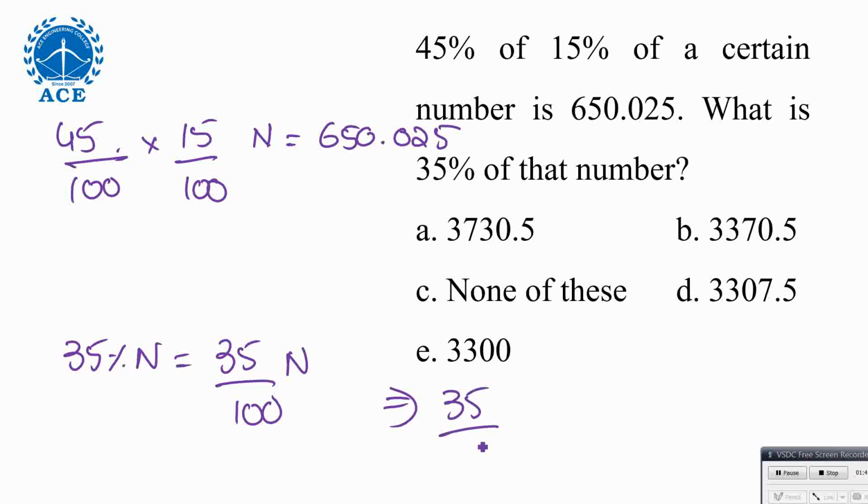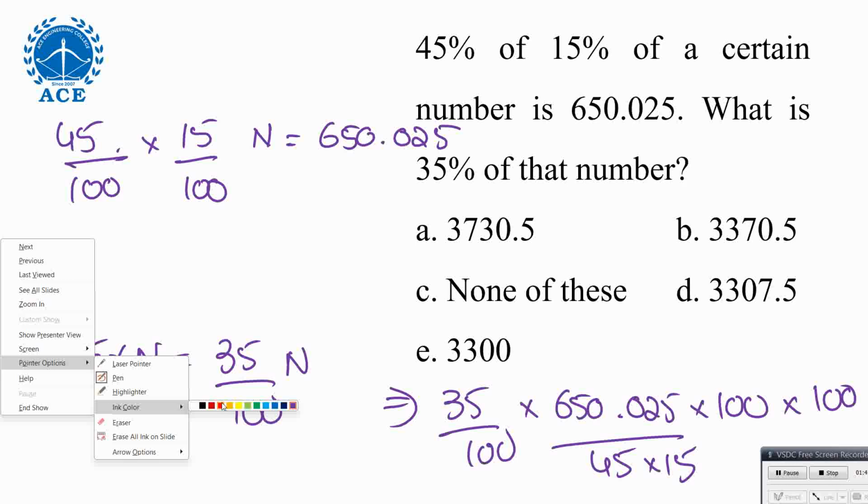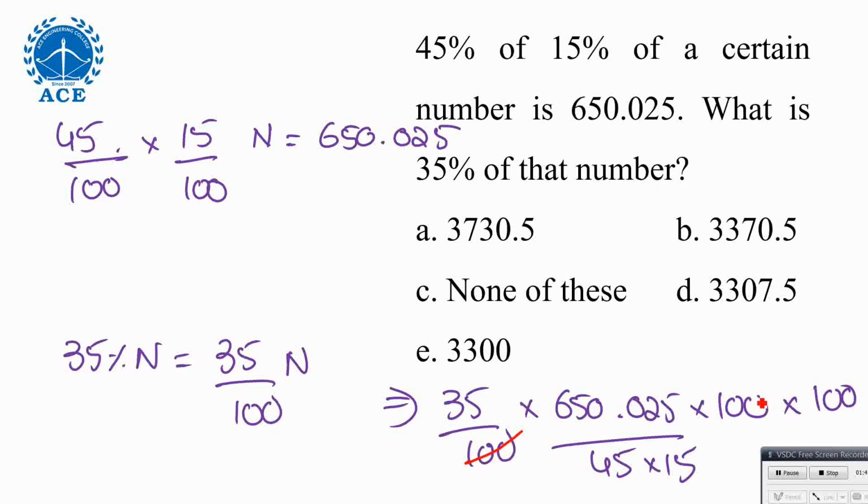So 35 by 100. N I can copy from that as 650.025, multiply with 100, multiply with 100, divide by 45 into 15. That's n. I want 35% of n, so you can do like this. Officially calculator is not allowed, so we have to calculate by hand. Multiplying 650.025 with 100 will give 65,002.5.